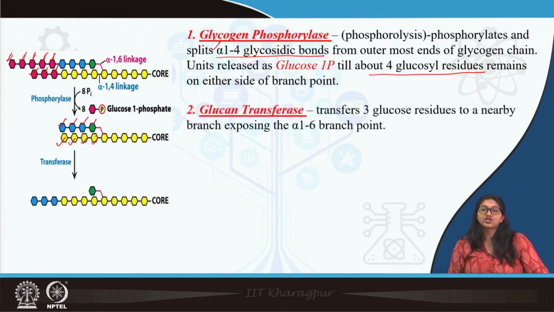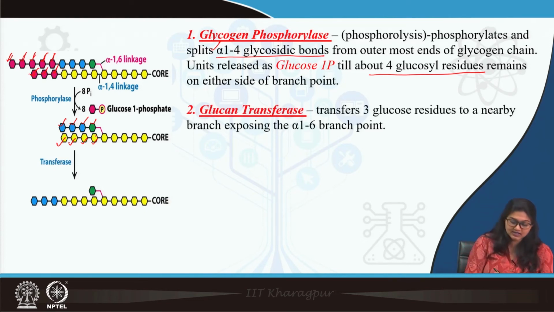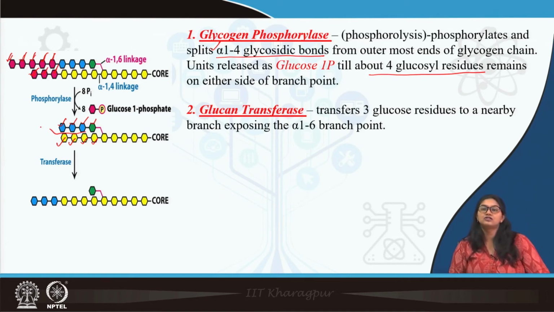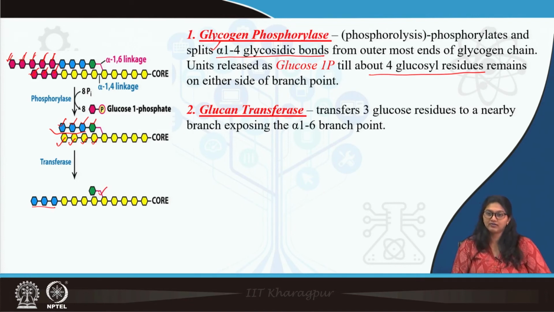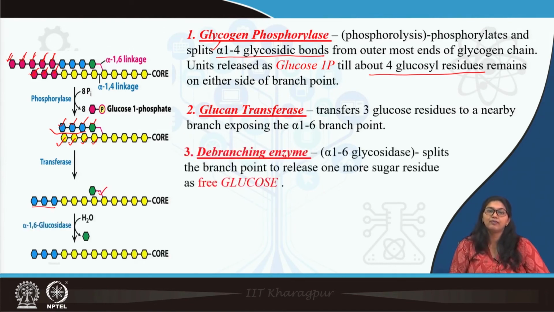Now, the action of glucan transferase occurs. Glucan transferase transfers these 3 glucose residues to the nearby branch, and this exposes the alpha 1,6 branch point, which is acted upon by debranching enzyme. Debranching enzyme splits the alpha 1,6 glycosidic bond and releases free glucose, not glucose 1-phosphate.